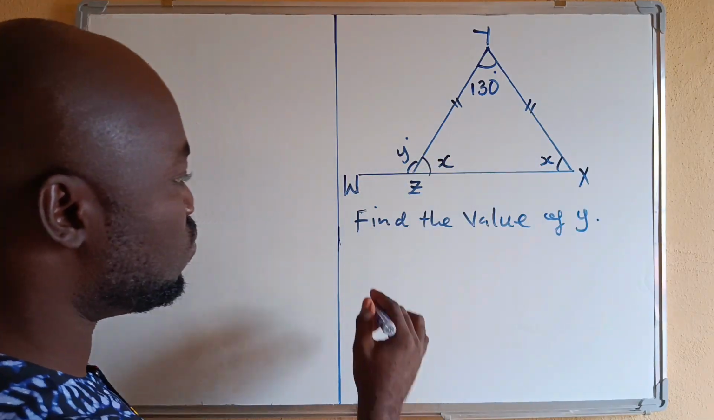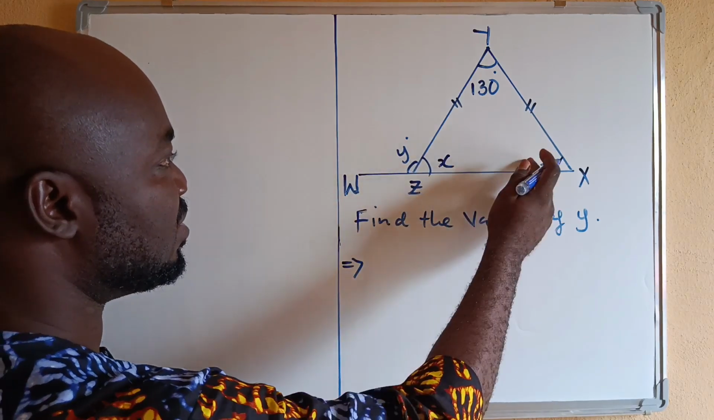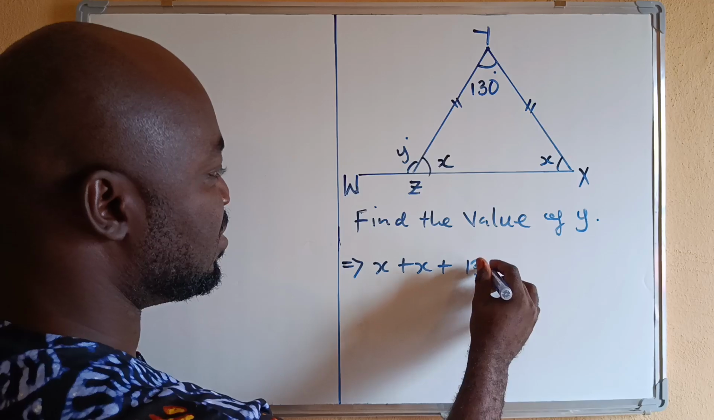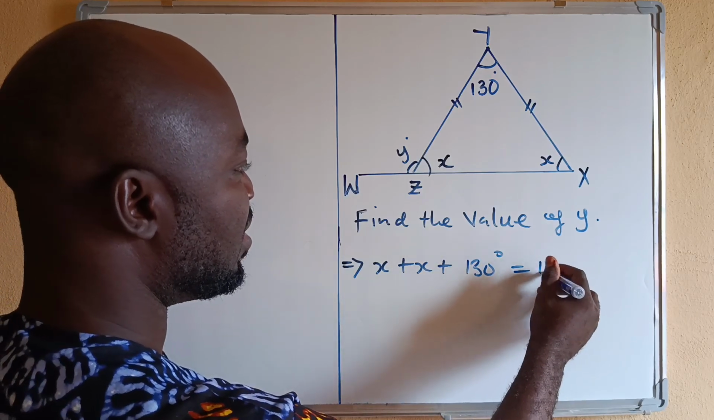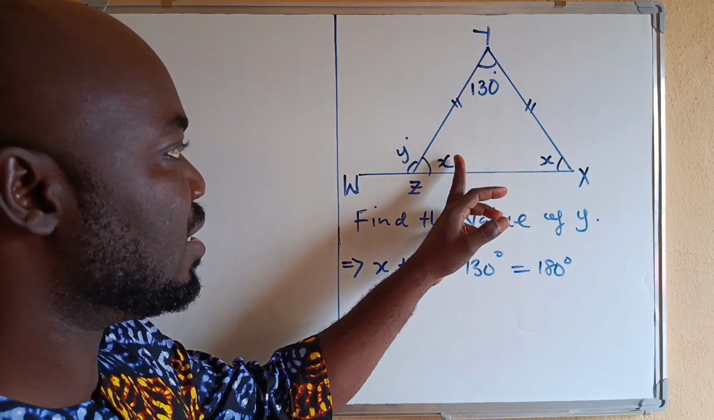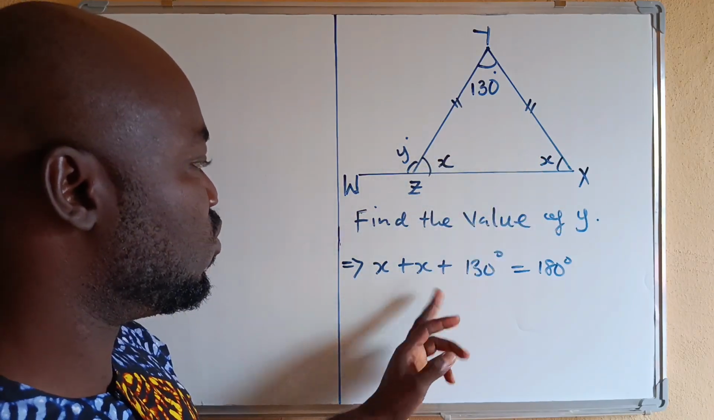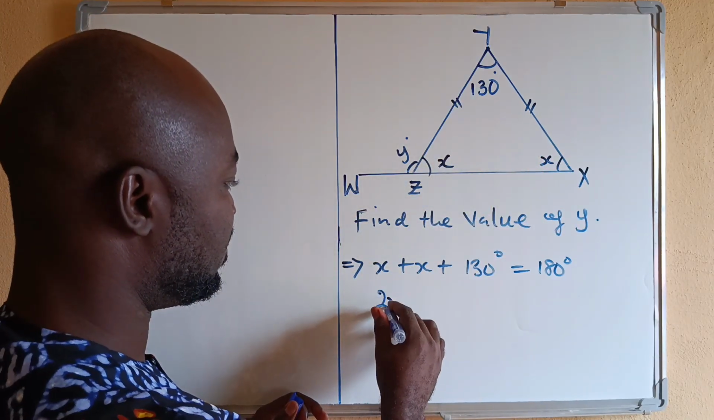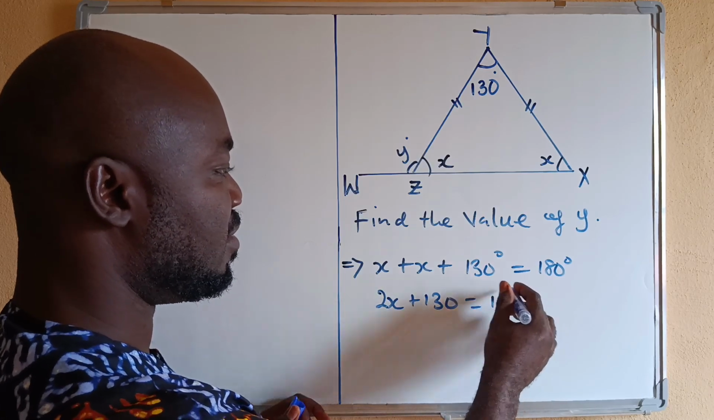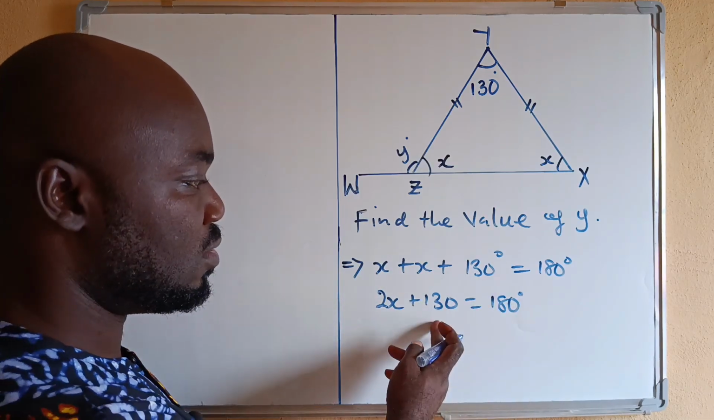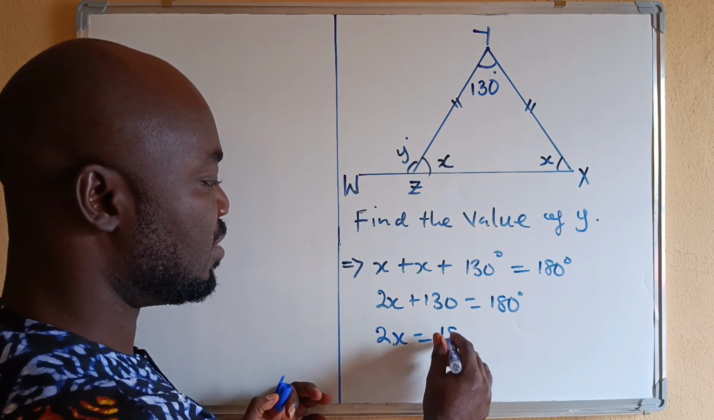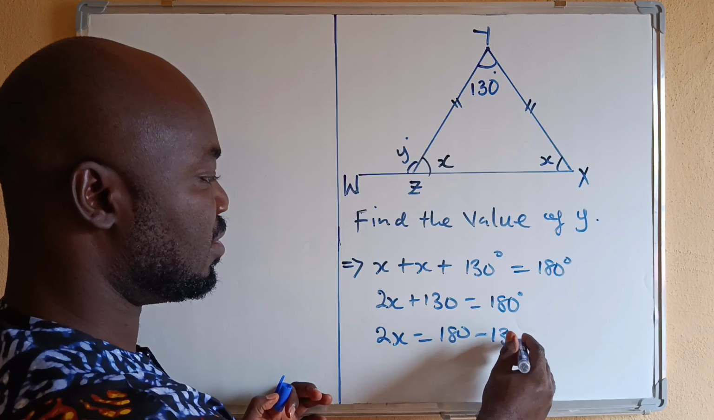So next thing to do is to sum the angles inside. So we'll have my x plus 130, and that will give me 180 degrees because the base angles are the same. So I take here to the x, here to the x. So this will give me 2x plus 130. Now I have 180 degrees. So next we need to collect like terms. So my 2x will be 180 minus 130.